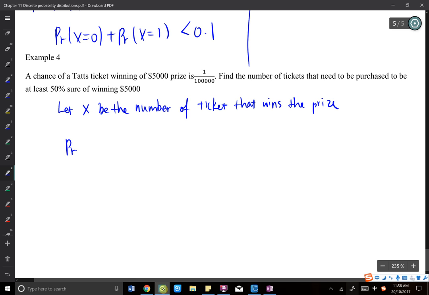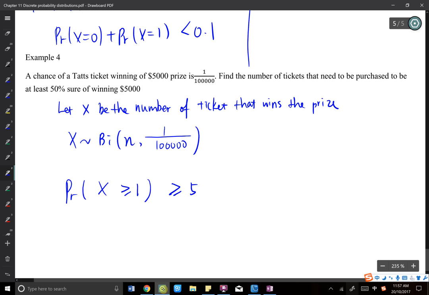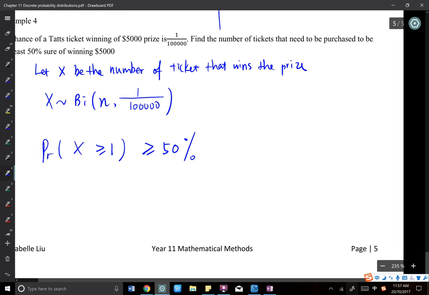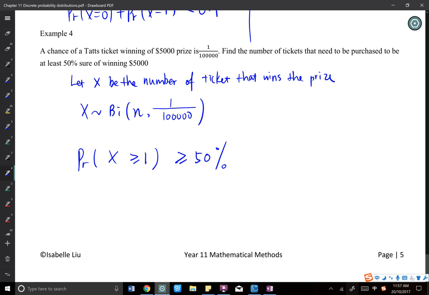So x is a binomial distribution with n comma 1 over 100000. So what I want is probability x greater than or equal to 1 to be at least 50%. That's the hint I will give you, so you will start to work from that.